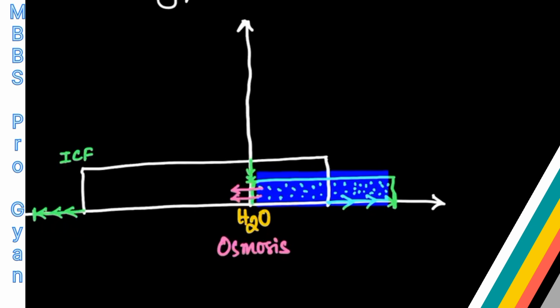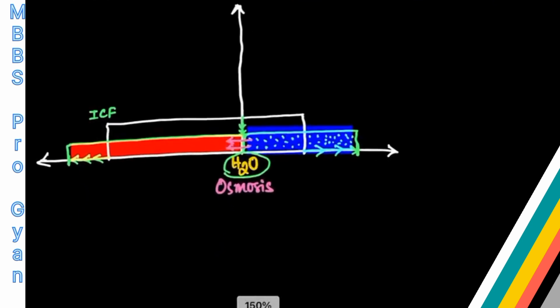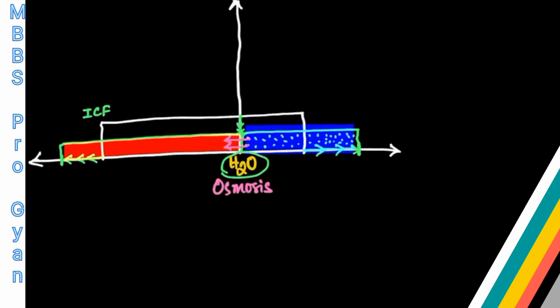Now what is entering in the ICF? Only water, only free water, not the solute. So what will happen to the net tonicity of the ICF? Again the net tonicity of the ICF will be decreased. So this will continue until there is an equilibrium condition. Equilibrium condition means whenever the ICF tonicity becomes equal to the ECF tonicity, this movement of water will stop at that point, and that is the equilibrium condition. So at this equilibrium condition, the picture is looking like this.